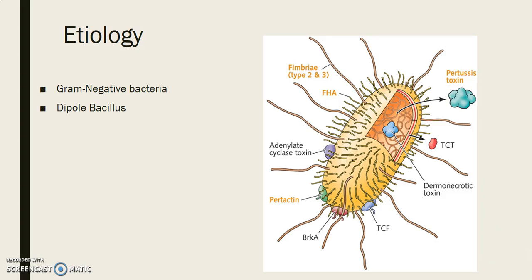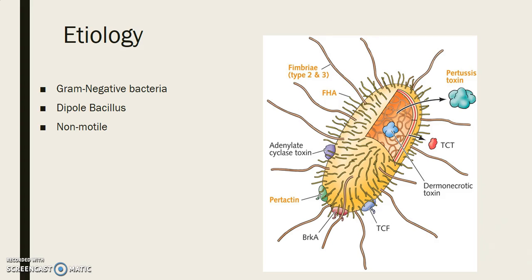As I said before, it is a dipole bacillus bacteria. Something else that we should know about the etiology is that it is a gram-negative bacteria. So there is a cell wall, but the cell wall is not the outermost structure. And because of that, we have the fimbriae and the ways that the pertussis can attach to nearby cells.